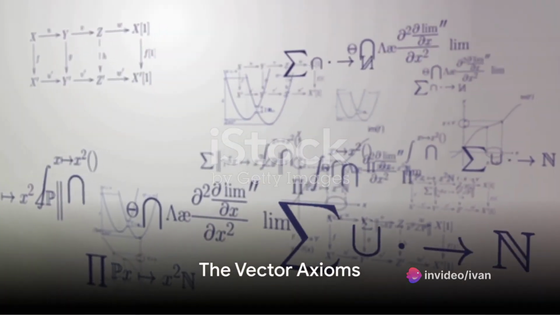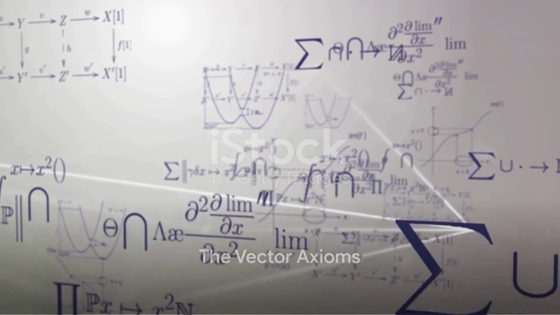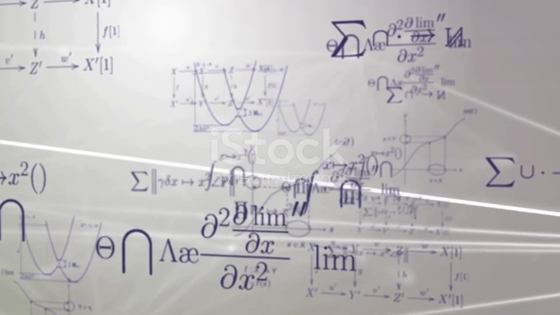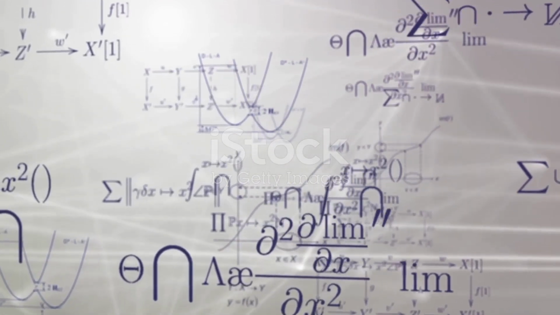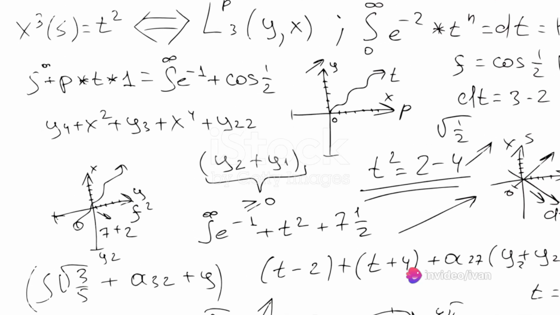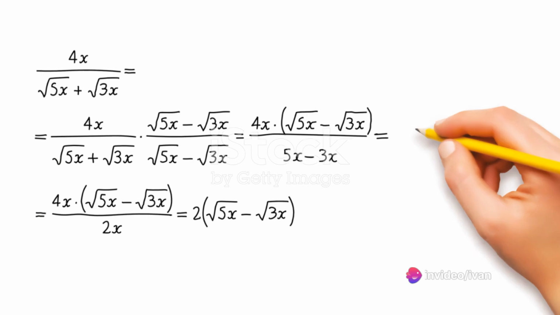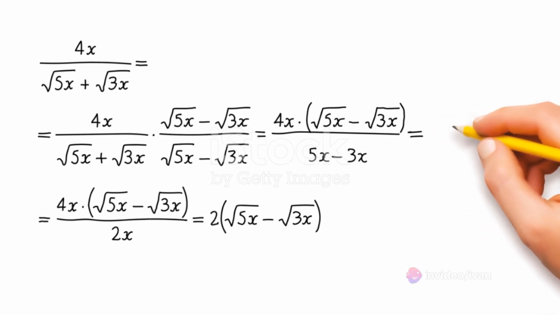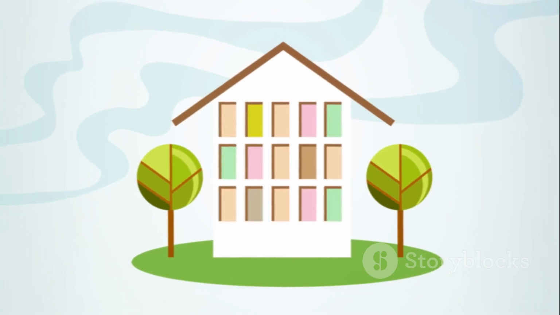Now, you might wonder, what gives a set of vectors the privilege of being called a vector space? Well, there are a few ground rules that a set of vectors needs to follow, known as the vector axioms. Firstly, vector addition should be commutative. This means that for any two vectors, the order in which you add them shouldn't matter.